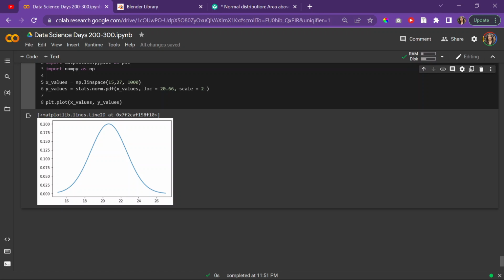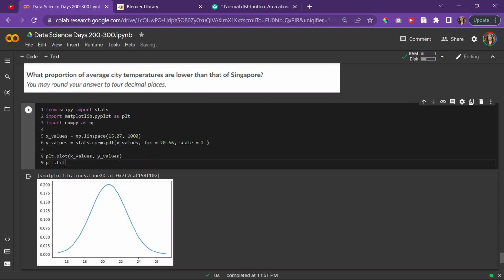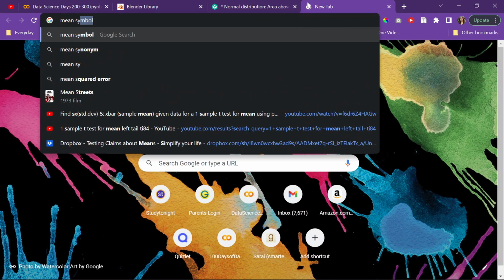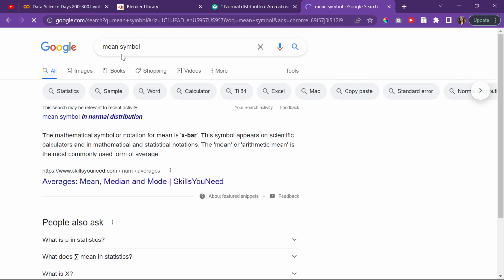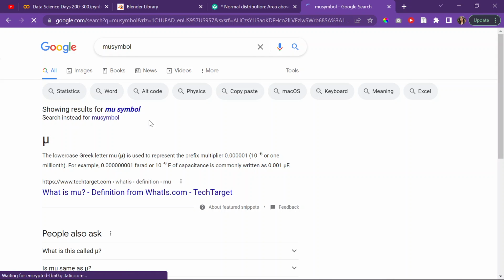We can add a title. So I'm gonna do plt.title, when it wants to load. And that's gonna appear at the top. So normal distribution. Let me search up the mean symbol. No, I want mu symbol.